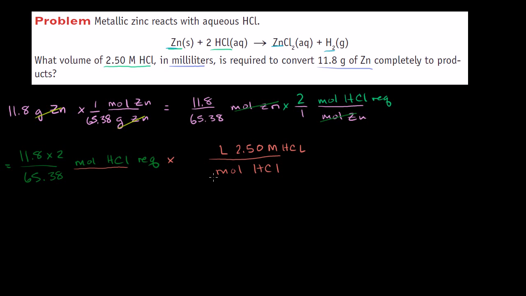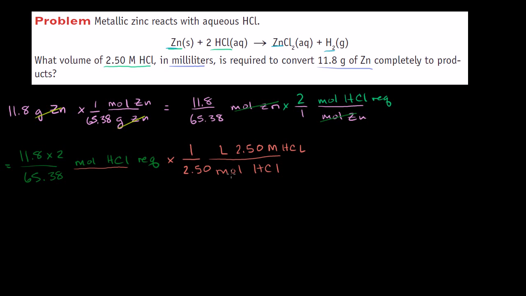So how many moles are there per liter? Well, this concentration is telling us. Molarity is moles per liter. So there are 2.50 moles for every 1 liter of our solution. That's what that tells us. This is a 2.5 molar solution. Its molarity is 2.5. There are 2.5 moles for every liter.